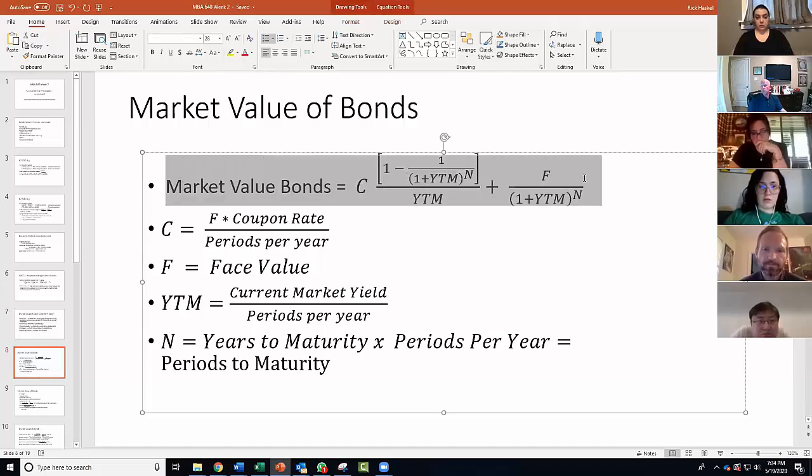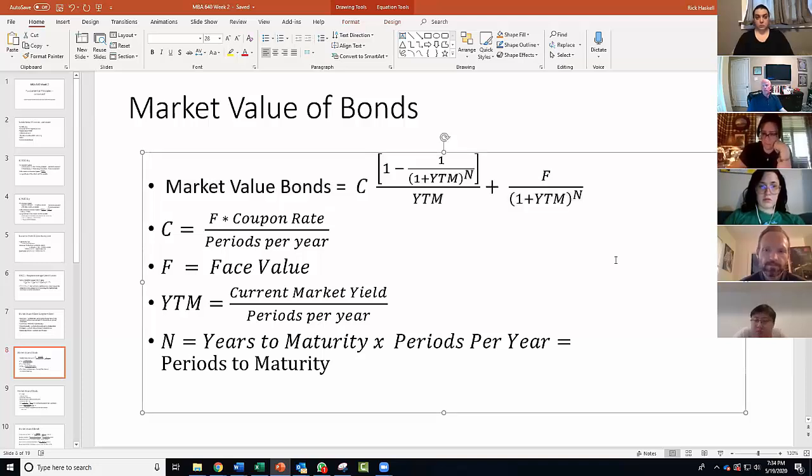So this equation, market value of bonds, is simply a time value equation. What does it mean? C stands for the coupon payment, which is the face value, and face value is virtually always $1,000, times the coupon rate. Now, coupon rate is the interest rate at which the bond is issued. So the coupon payment is the face value of the bond, $1,000, times that coupon rate, divided by the periods per year that the bond pays interest.